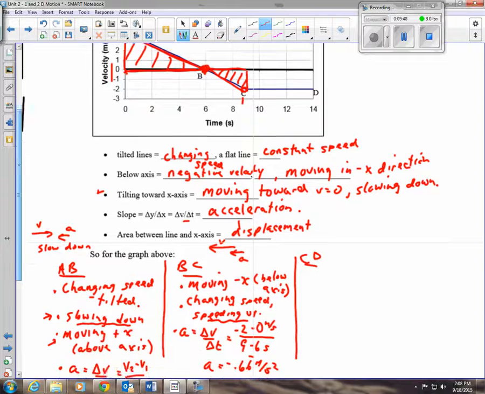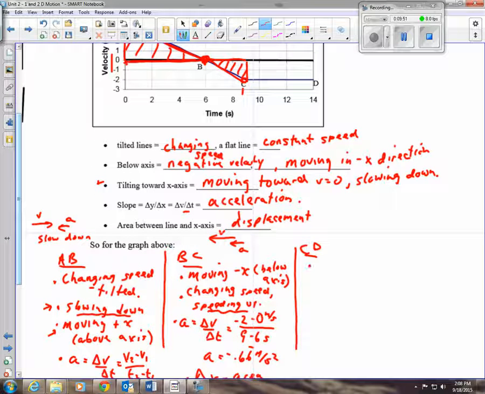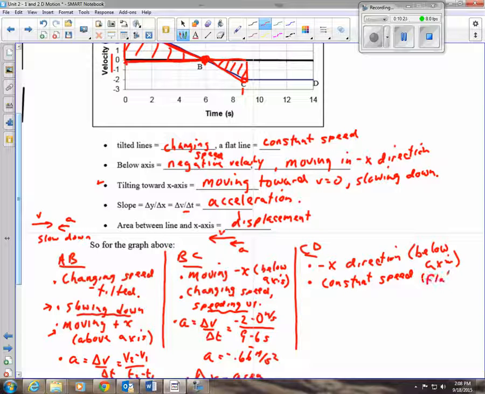Now, C to D, hopefully we're starting to get the hang of this. Is it going in the positive direction or the negative direction? So think about that. It's below the axis, so it has a negative velocity, so negative direction. All right. Second thing, speeding up, slowing down, or constant speed. It starts at 2, ends at 2, it's 2 the whole way, so it's a constant speed. And we can tell that because it's a flat line. All right, next is the acceleration. Well, if it's constant speed, the acceleration is 0. And that makes sense because the slope of the line from C to D is a flat line, so the slope is 0.